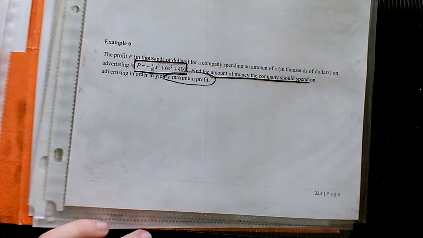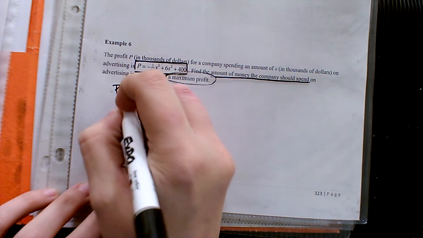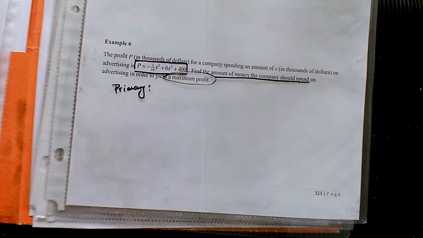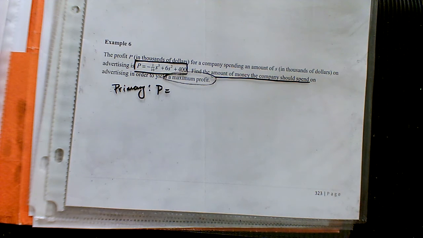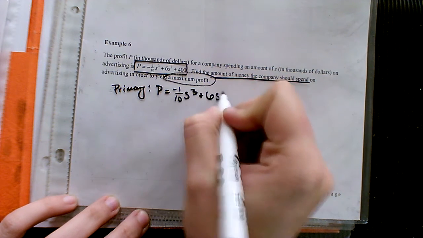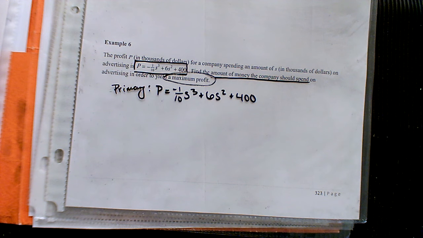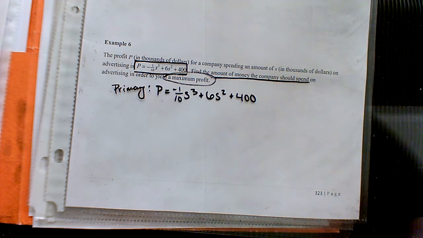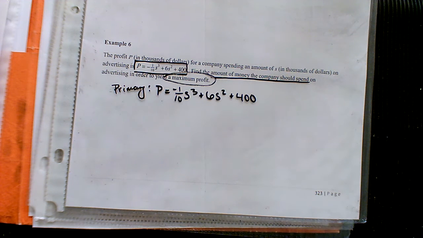What are we trying to optimize? Money, profit, value. Okay, so our primary equation, the main equation we use, has to represent profit. Do we have to create a profit equation? No, they're nice, they give it to us. Are we in need of a secondary equation? I'm saying no. Why not? There's one variable, right? We're good to go. So there's no need to figure out some other equation to help us out.